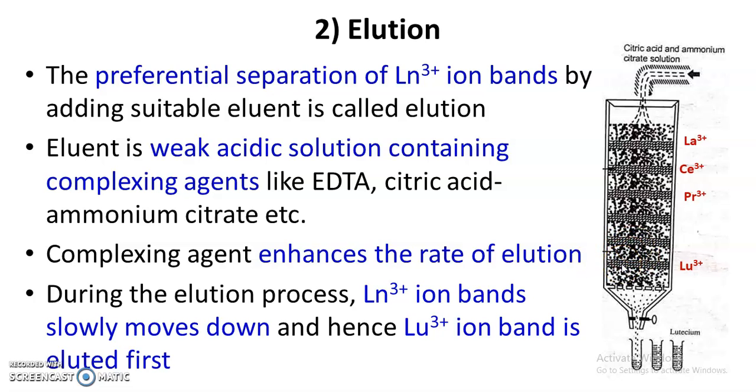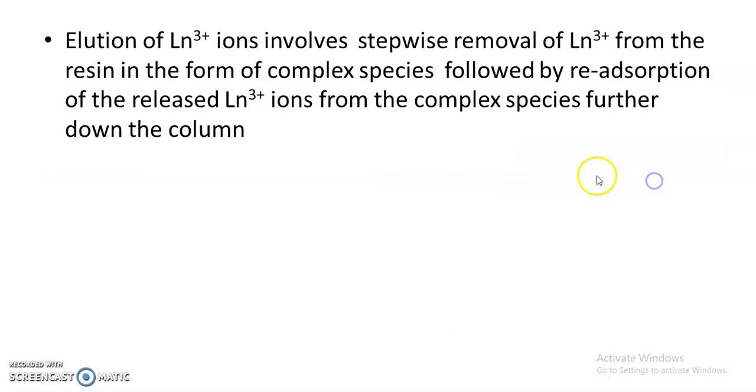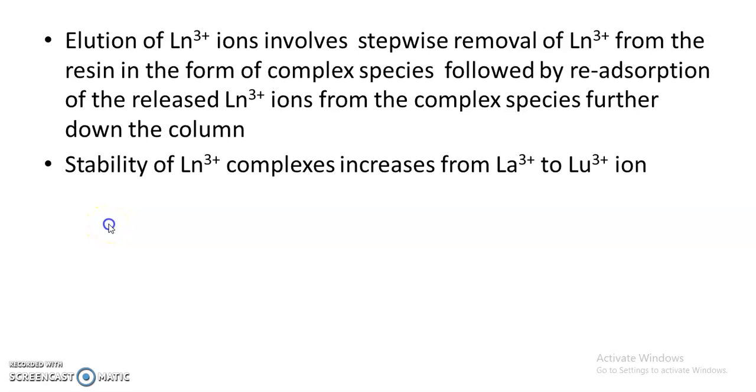So in this way, step by step, lutetium plus 3 is released by ytterbium plus 3, then ytterbium plus 3 will be released by thulium plus 3, and so on, and at the end there is an elution of lanthanum plus 3. So elution of lanthanide plus 3 ions involves stepwise removal of lanthanide plus 3 ions from the resin in the form of complex species, followed by readsorption of released lanthanide ions from the complex species further down the column.